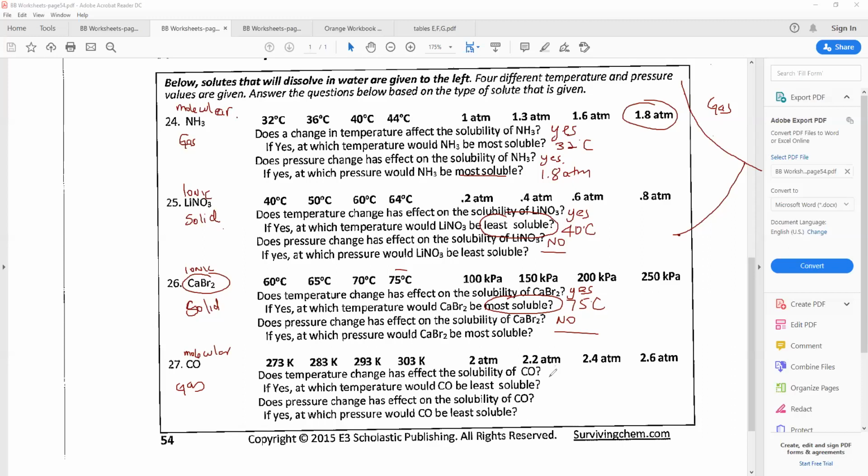decreases. So does the temperature change affect solubility? Yes. At which temperature would it be least soluble? At the highest temperature. Which one is the highest temperature? 303 Kelvin. Does the pressure affect? Yes, it's a gas. Pressure affects. At which would it be least soluble? At the lowest pressure, 2 atmospheres.